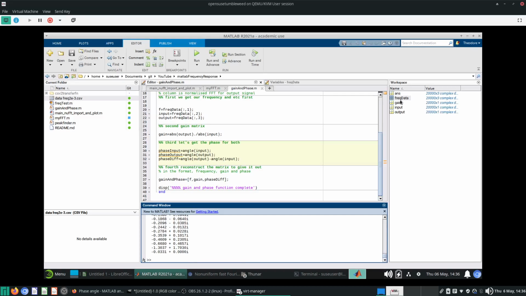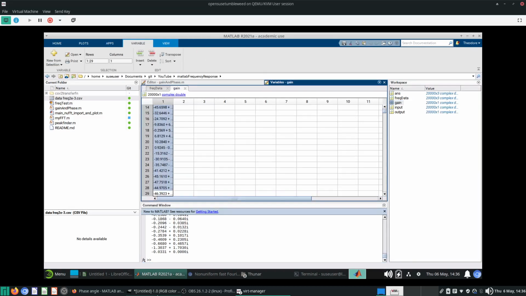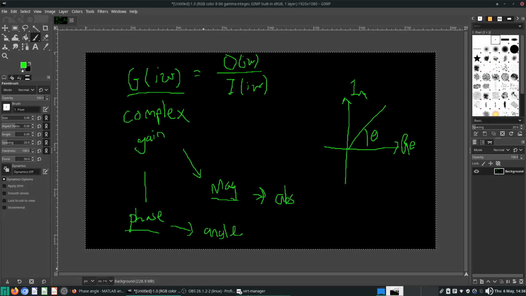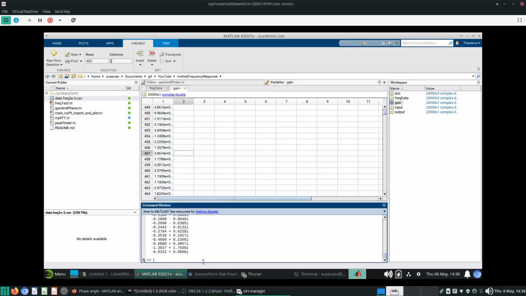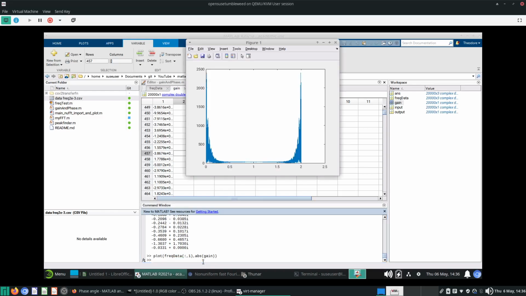So the complex gain will be this whole column over here. So if we were to plot frequency data, the first row, which is all the frequencies, against gain, the complex gain, or maybe absolute of the gain, then I will get the following.